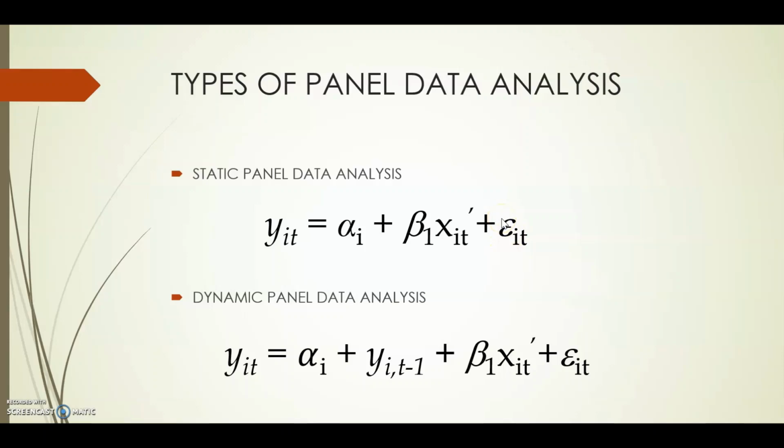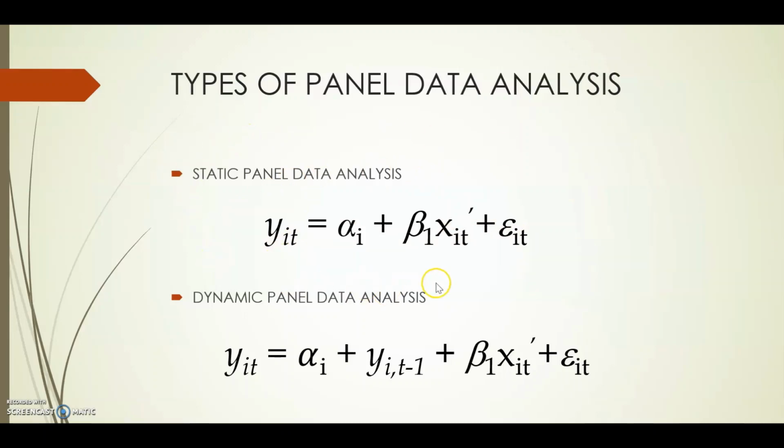We also have the subscript it, denoting i cross-sectional items and t time periods. This subscript represents the panel data analysis, because in a panel data analysis you have both cross-sectional information and time series information.